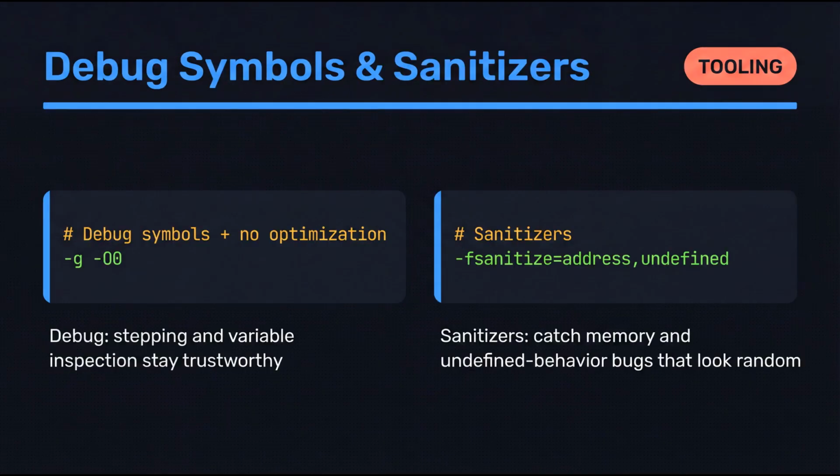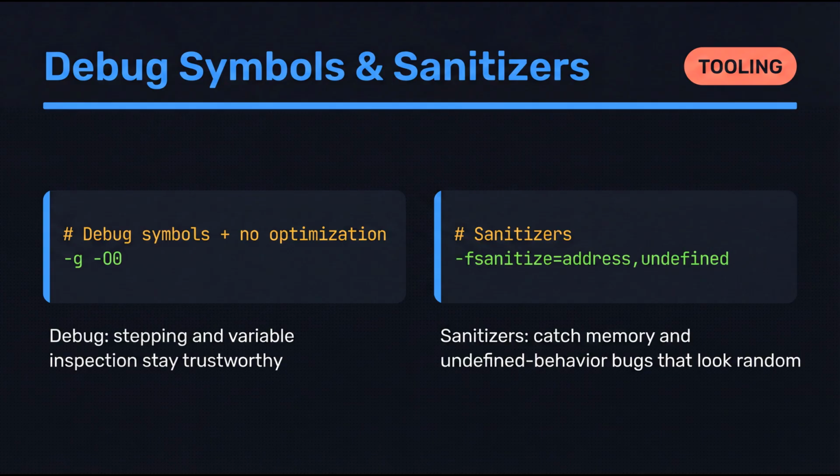2 more flags you need. -g adds debug symbols, the information that lets a debugger show you variable names, line numbers, and source code instead of raw memory addresses. -O0 disables optimization. Without optimization, the debugger can step through code line by line and inspect variables reliably. With optimization enabled, the compiler may reorder instructions, inline functions, or eliminate variables entirely. Stepping becomes unpredictable. Use -g -O0 while diagnosing logic bugs.